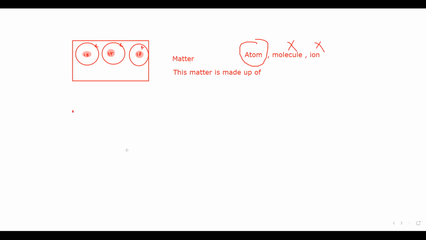So that is the third point of the kinetic particle theory of matter, that heavy particles will move slower as compared to lighter particles at a given temperature. Is it clear, the kinetic particle theory? Any doubt till now?